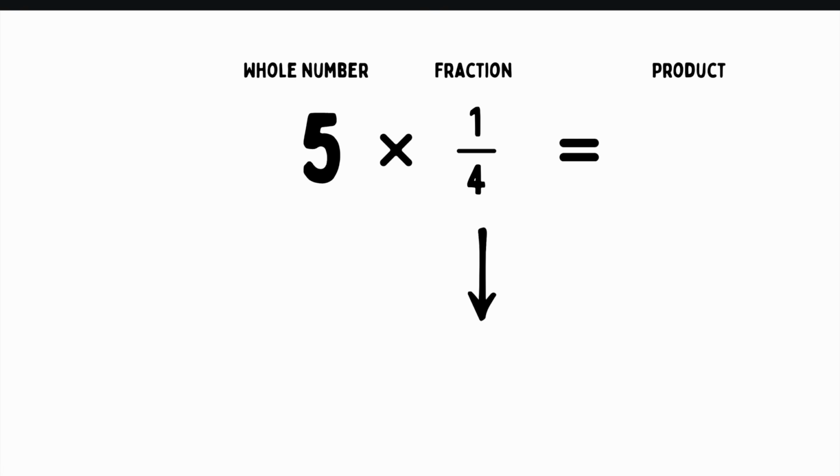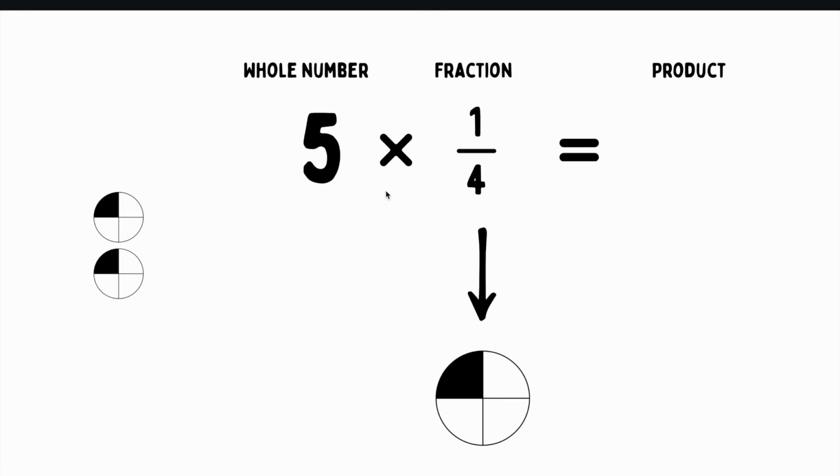Let's start by showing a model of 1/4. We have 1 out of 4 parts, 1/4. We need to multiply that 5 times because it says 5 times. 1 time, 2 times, 3 times, 4 times, 5 times.